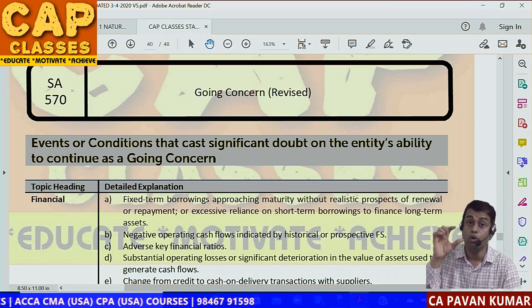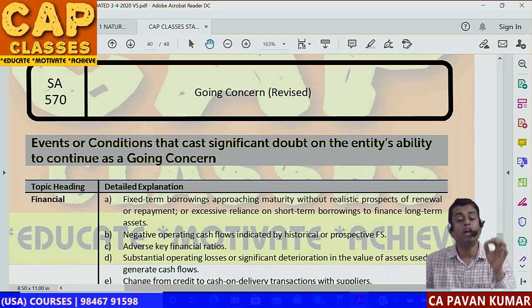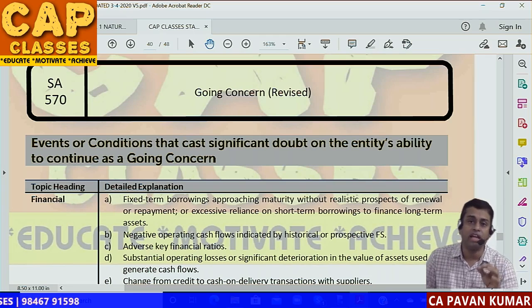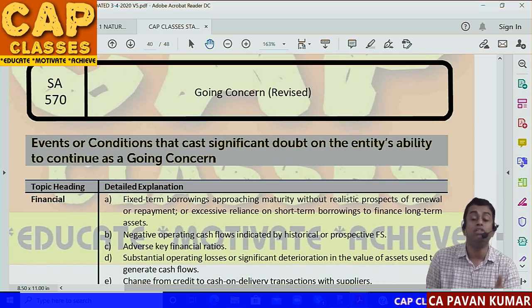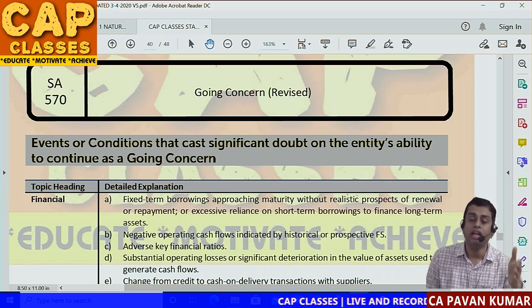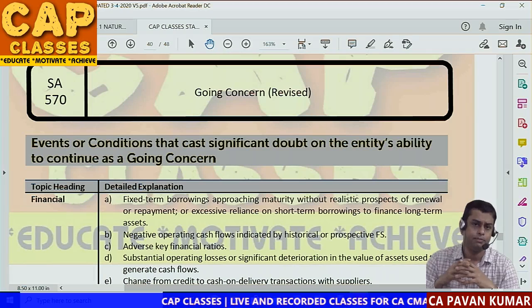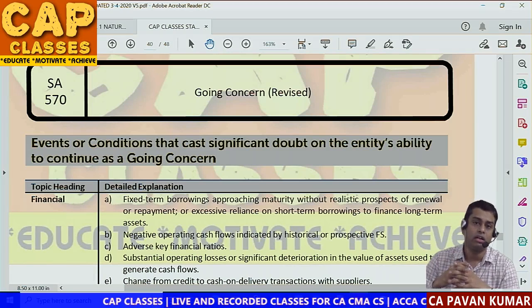If the going concern assumption is violated, then the accounts are to be prepared on a basis other than going concern. That is nothing but liquidation basis. And you need a specific disclosure in the notes to accounts that the fundamental accounting assumption of going concern is violated. That is the responsibility of the management. Now what about the auditor?